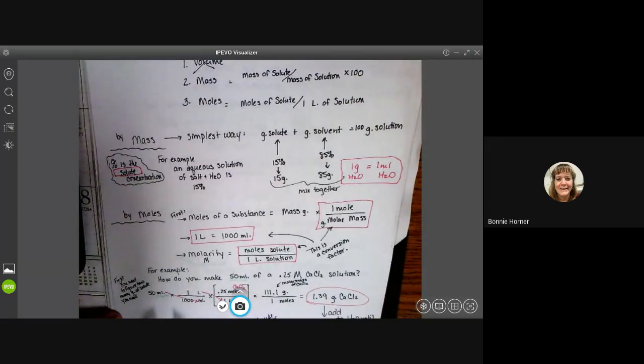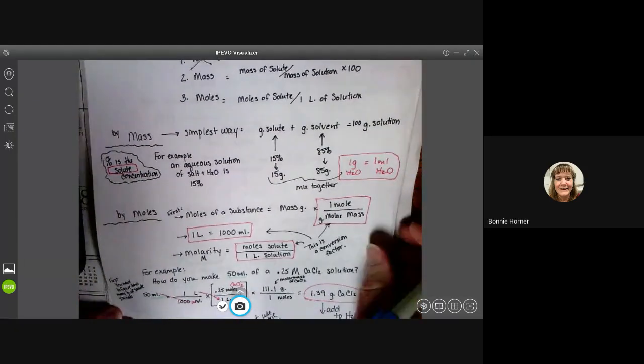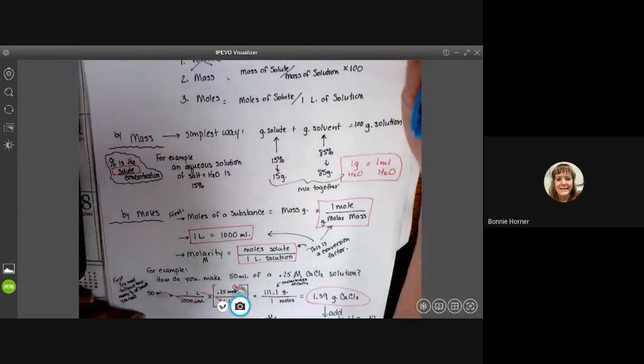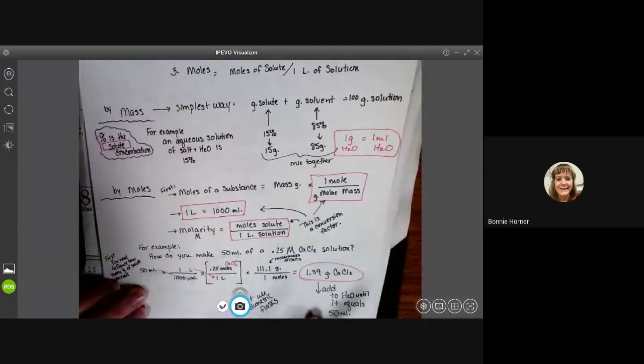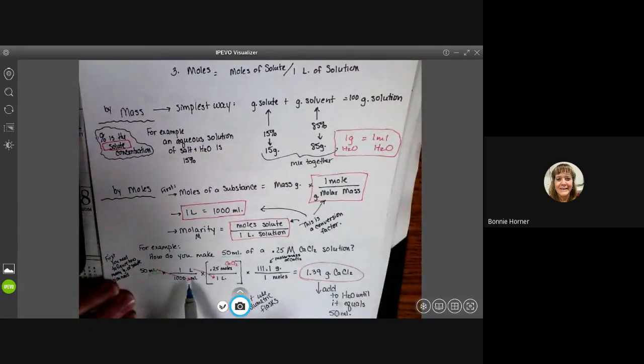So we do a little factor labeling here. Okay, so 50 milliliters. Well, first we have to convert that to liters because we're going to want to use this molar conversion factor, and we're going to use it in moles per liter. So first we convert milliliters to liters. Then we can use the molar conversion, 1 liter on the bottom, 0.25 moles of the calcium chloride on the top. So we're converting the solution to just the calcium chloride, which is a solute. But that's in moles. We still have to figure it out in grams.